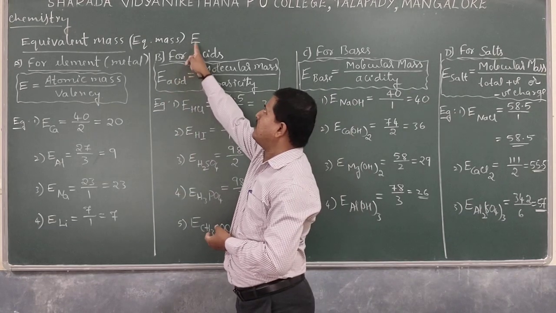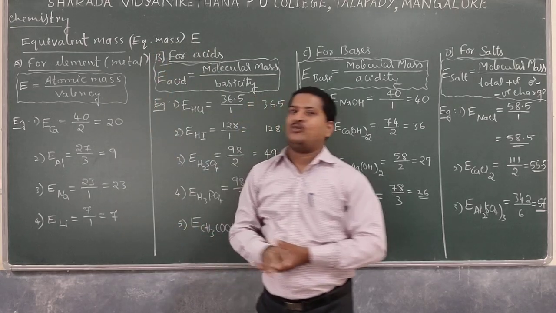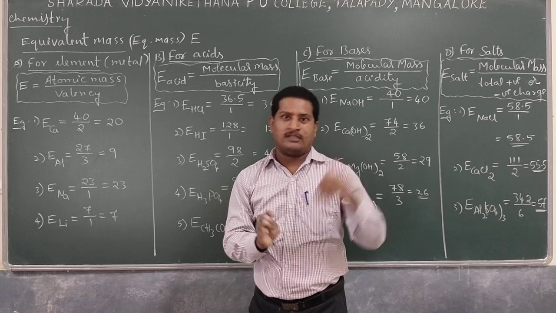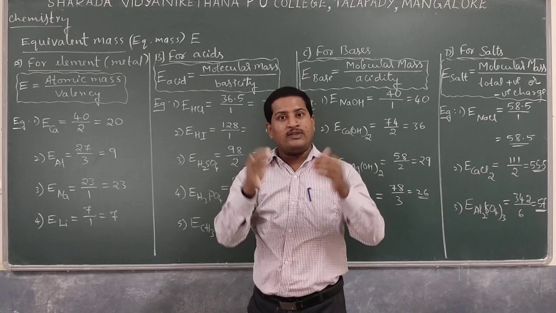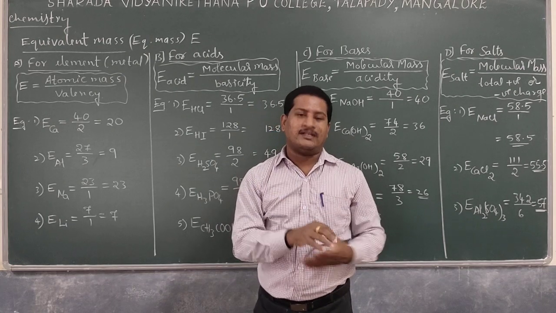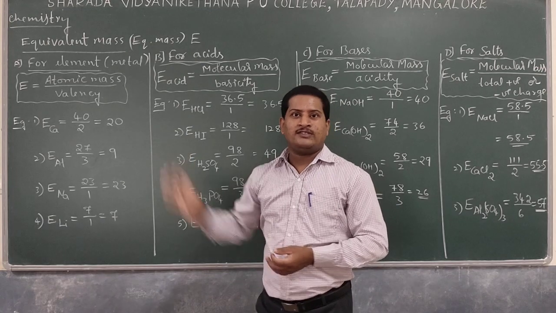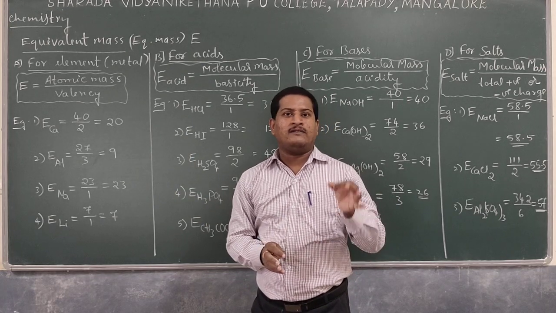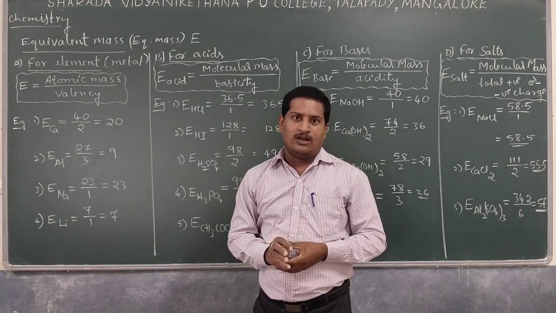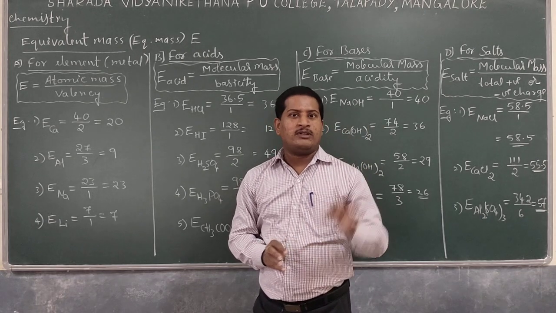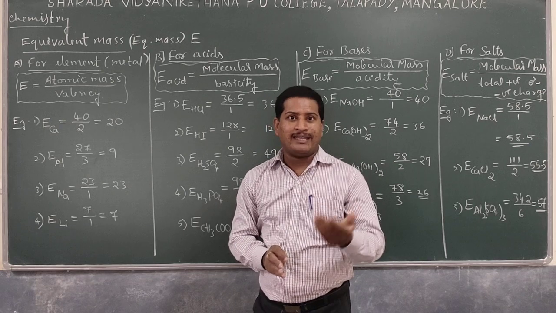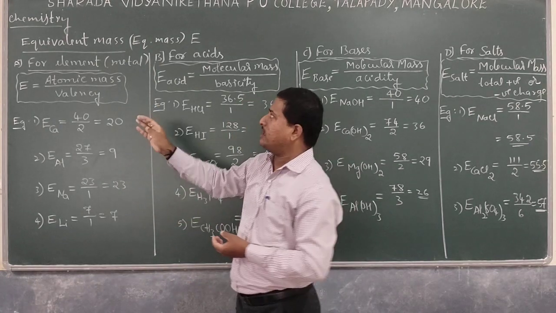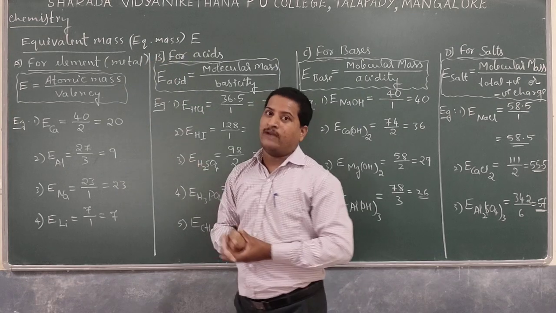Equivalent mass is abbreviated as E, or simply you can say EQ mass. This tells about the mass of a molecule, either atomic mass or molecular mass, with respect to their combining capacity or valency. This is observed during chemical reactions. So atomic mass or molecular mass with respect to valency or combining capacity is nothing but equivalent mass. As the name indicates, it is mass with respect to the valency.